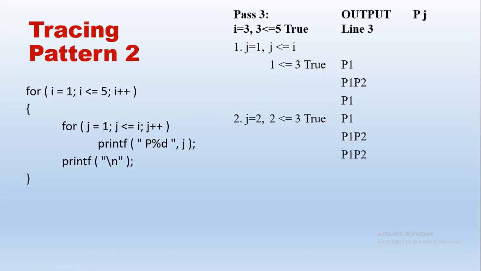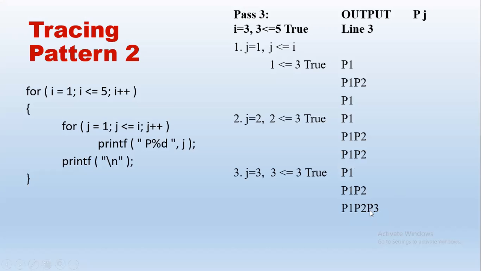Second step, j becomes 2. So now j is 2. So P2 will be printed. So this is the second value in line 3, right? Step 3, j becomes 3. So we print P and j value is 3. So P3 is printed as the third value in line 3.